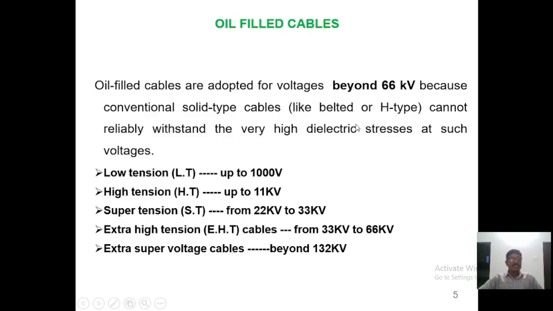About the voltages: low tension is up to 1000 volts, high tension up to 11 kV, super tension from 22 kV to 33 kV. The extra high tension EHT cables are from 33 kV to 66 kV. Then extra super voltage cables are beyond 132 kV.